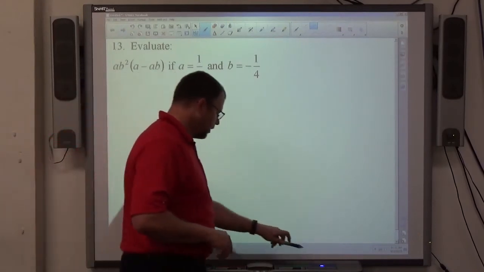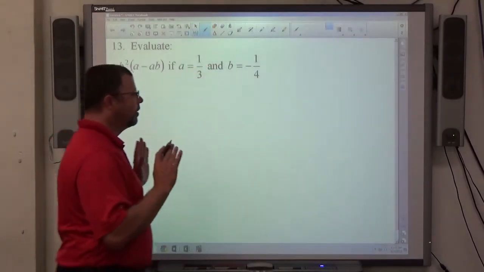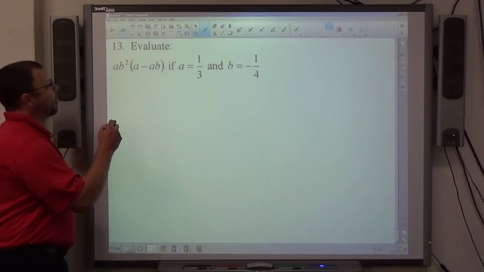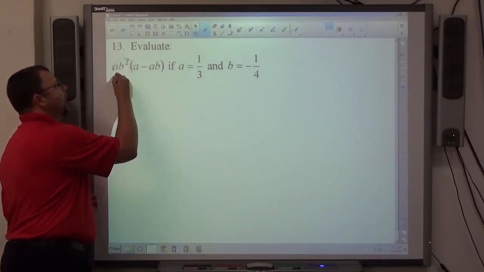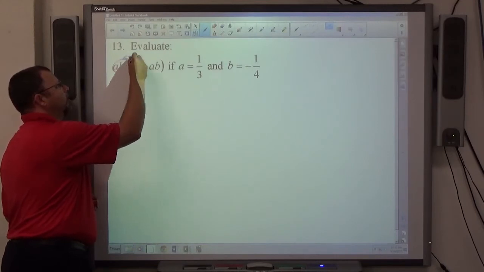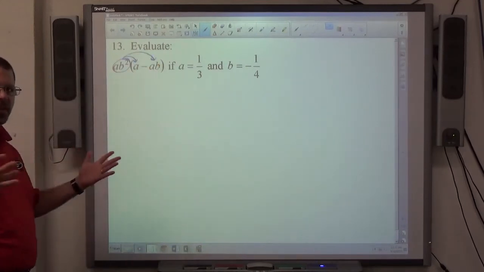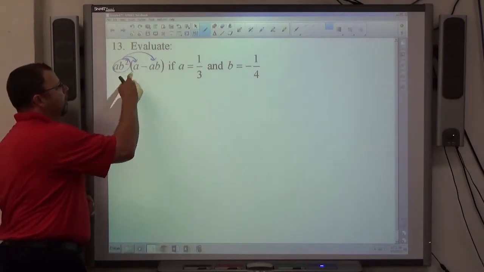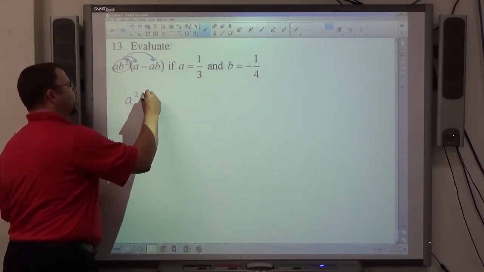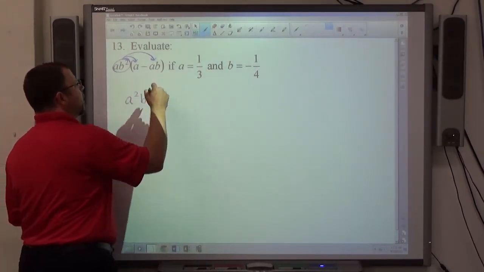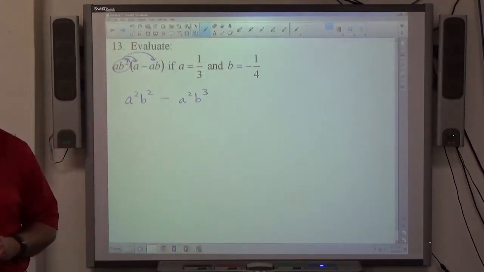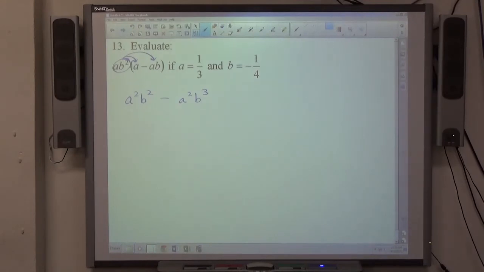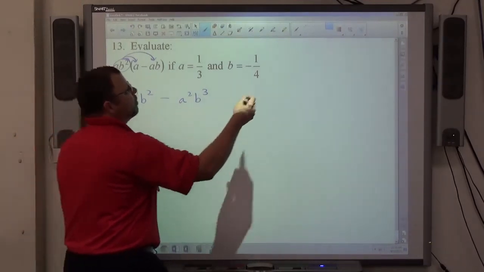Number 13, these evaluation problems. My recommendation up to this point for these evaluation problems, especially when you're substituting fractions in, is begin by doing a distributive property or a simplifying process in order to get this thing as simple as possible. So ab squared times a is a squared b squared. ab squared times ab is a squared b cubed. And by doing that, we've broken this problem into a squared times b squared minus a squared times b cubed.